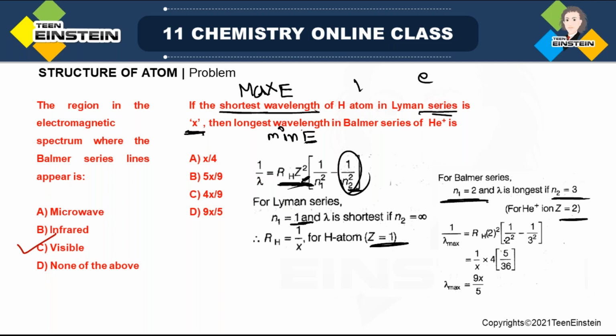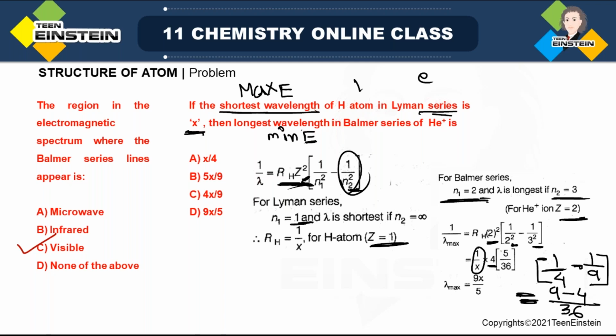And Z is 2. So the Rydberg value we have calculated is 1 by x. Z squared is 4 because it is 2 squared. Then 1 by 2 squared, where n1 is 2, minus 1 by n2 squared, which is 3 squared. So ultimately what you get within the bracket is 5 by 36. If I write the calculation, it is basically 1 by 4 minus 1 by 9, giving you 9 minus 4 divided by 36, which is nothing but 5 by 36.